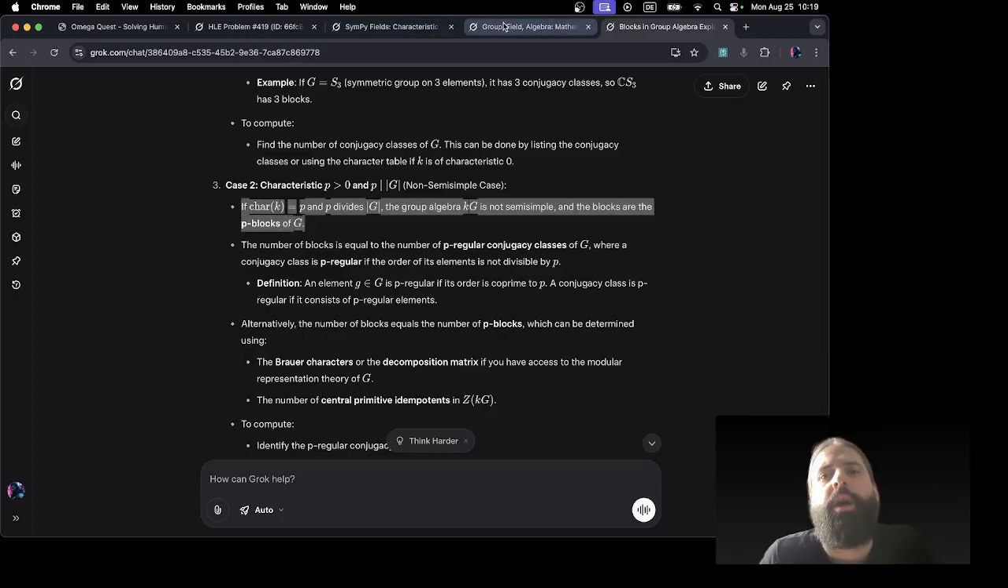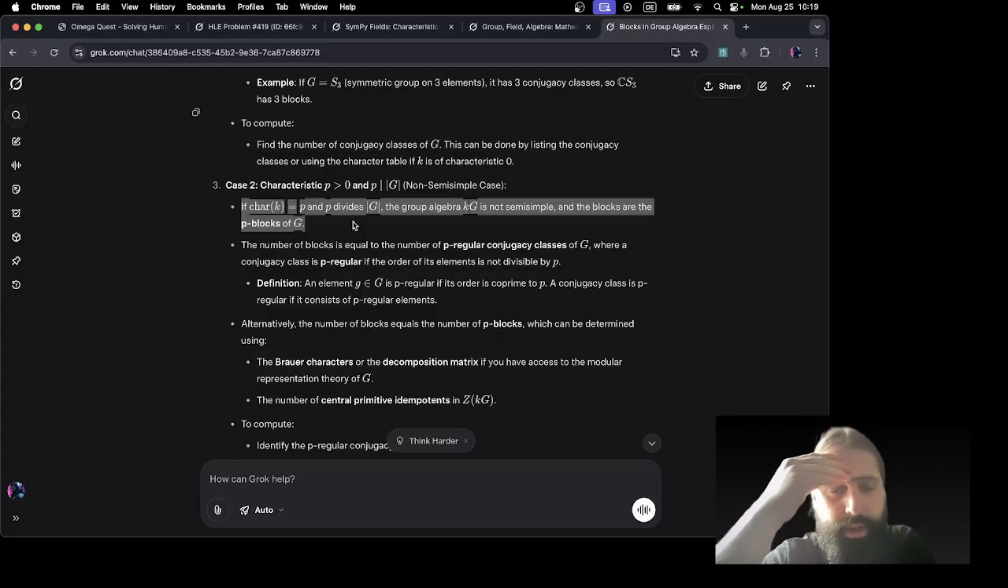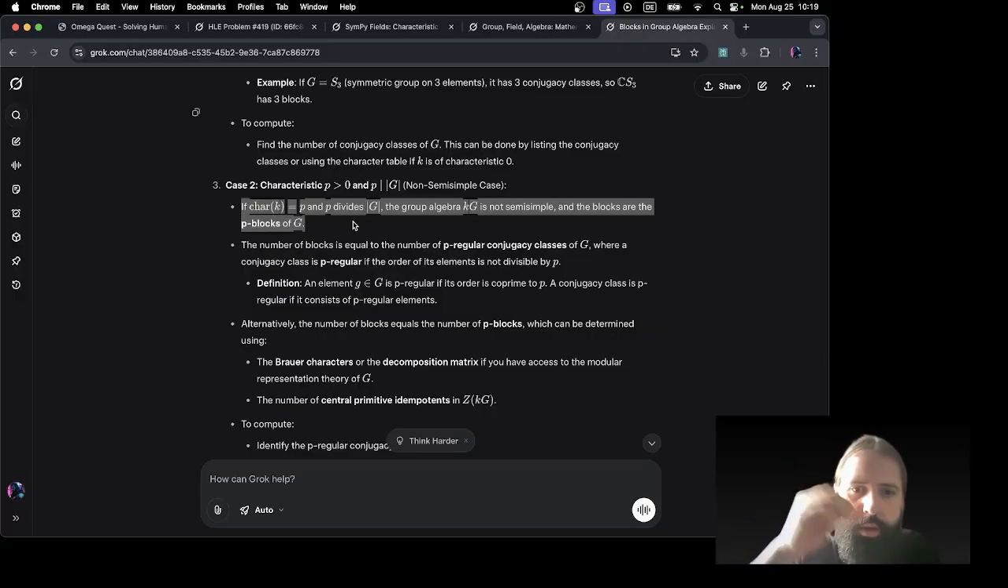Because the characteristic is 2. I mean, we'll of course try to understand why, right? I promise I'm going to try to understand why. The number of blocks is equal to the number of p-regular conjugacy classes, and so on. Alternatively, the number of blocks equals the number of p-blocks.